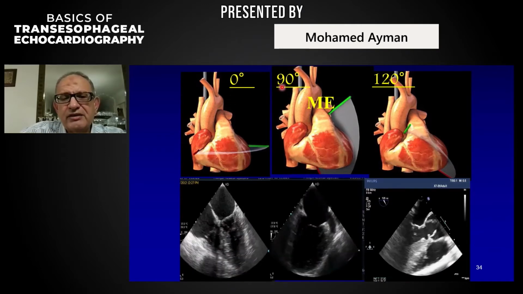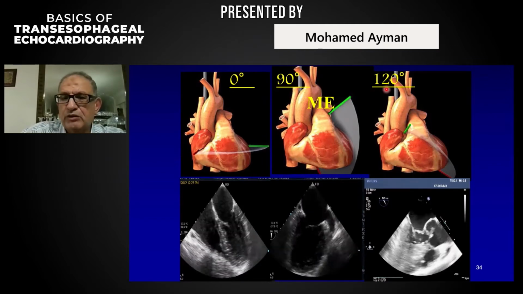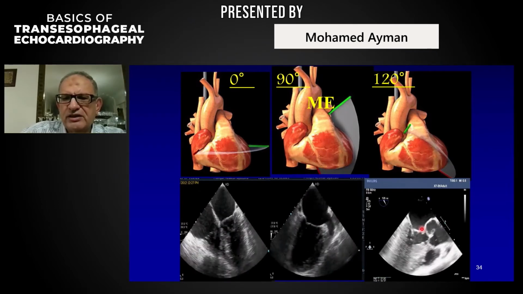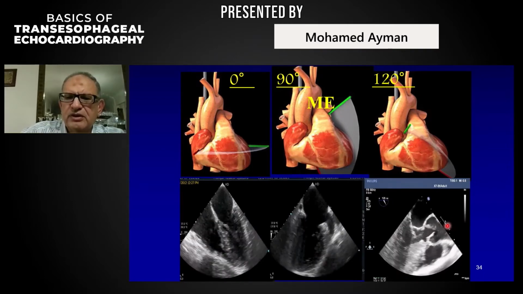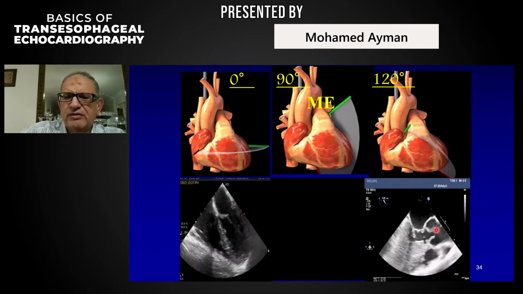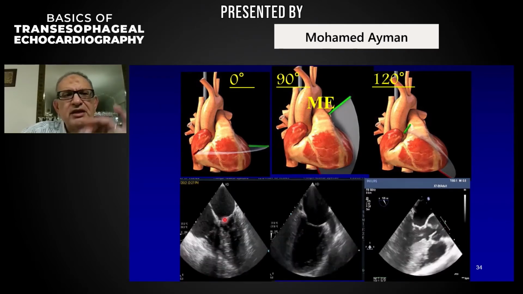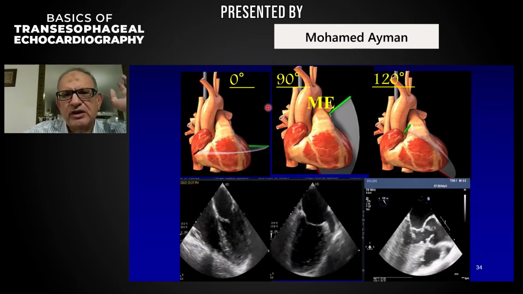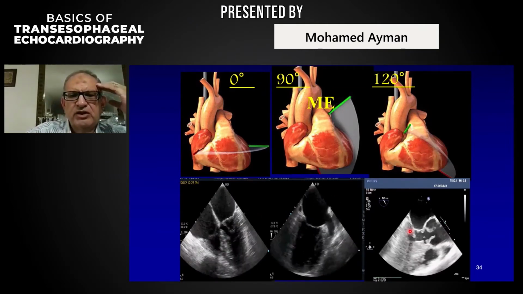Then increasing the angle while you are in the same position to around 120, you are going to see what we call the long axis view of the heart. It's very similar to the parasternal long axis view: left atrium, mitral valve, LV, then the aortic valve, aortic root, inflow, outflow. So while you are maintaining the probe in the mid-esophagus, just increase the angle from 0 and 90 to 120. You are going to see different views by changing the angle.